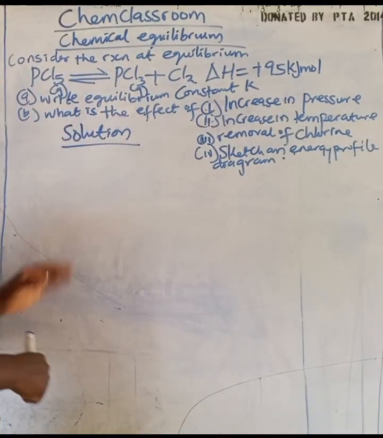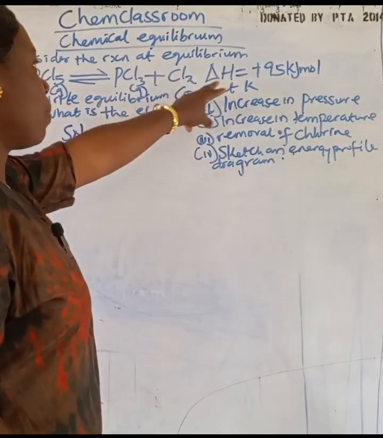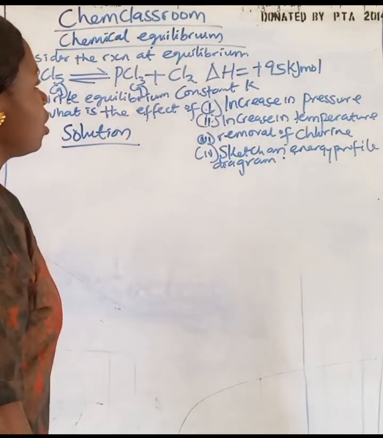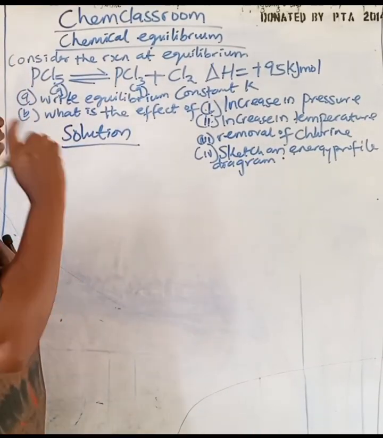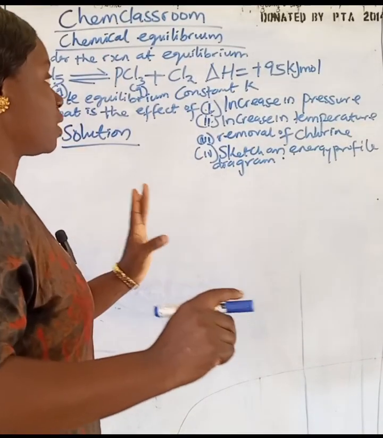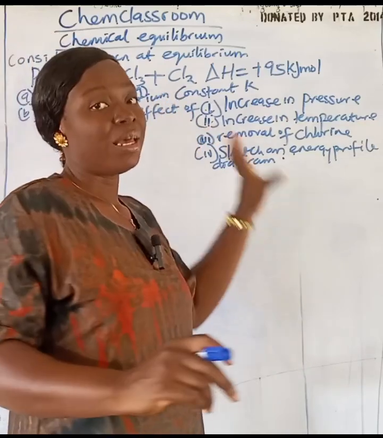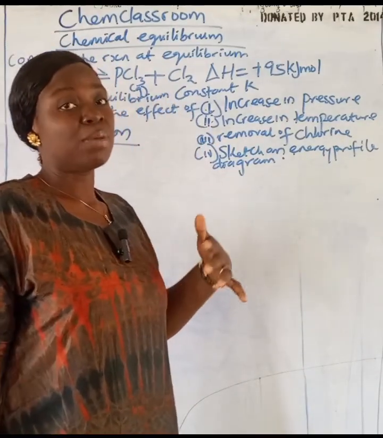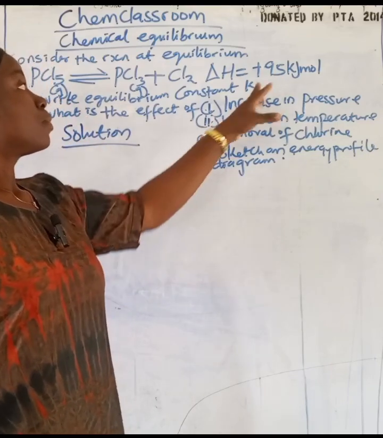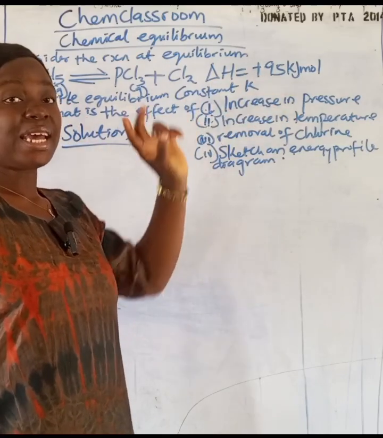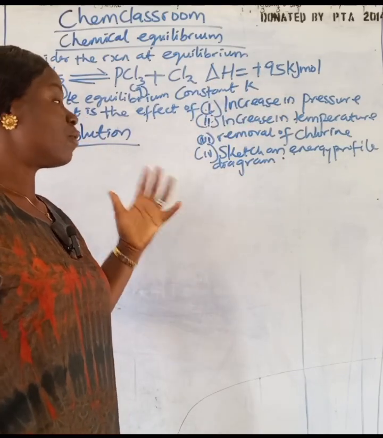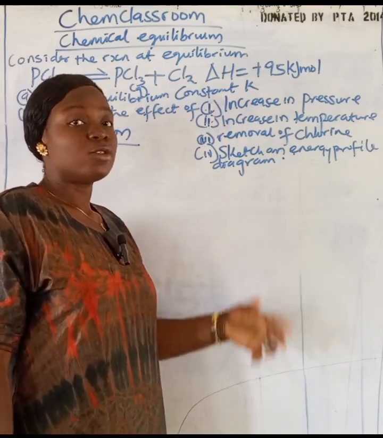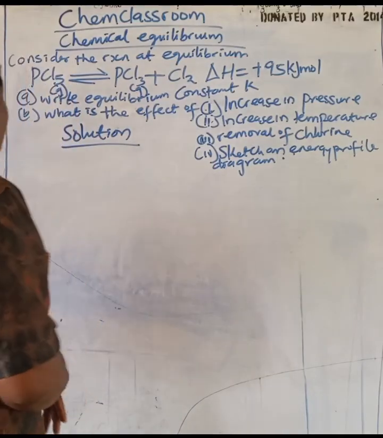Consider the reaction at equilibrium. This equation was given, and our enthalpy, our delta H, is given as what? Plus 95 kJ per mole. So what this means is that this reaction is what? Endothermic. I emphasize that nobody will tell you if the reaction is endothermic or exothermic, but with the delta H, if it's positive or negative, you will be able to know if it's endothermic or exothermic. Okay, now let's move to the board.